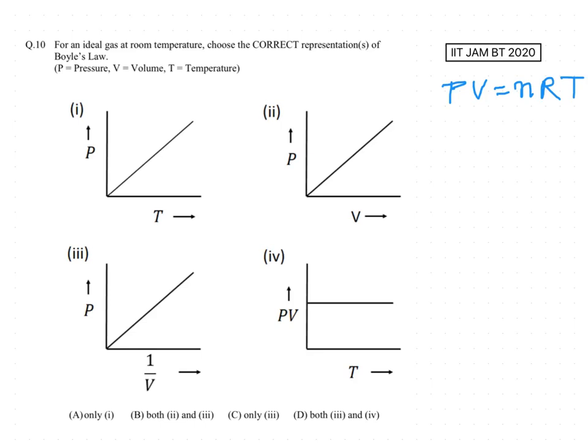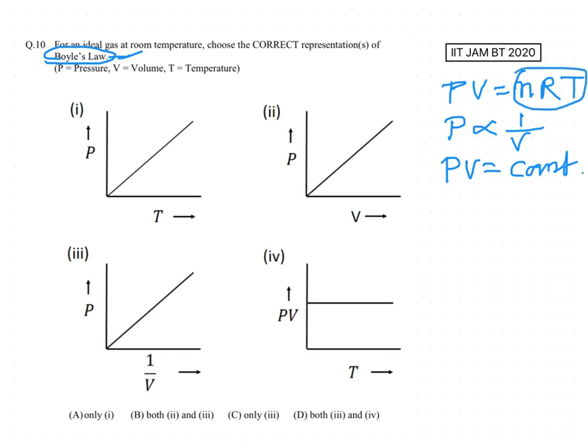Now, Boyle's law says that P is proportional to 1 by V, or simply PV equal constant. That means in case of Boyle's law, this nRT is totally constant. R is always constant, and for a particular gas n will be constant, and so for Boyle's law T is again constant.